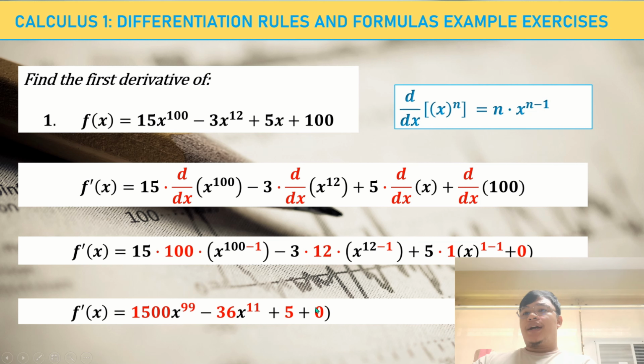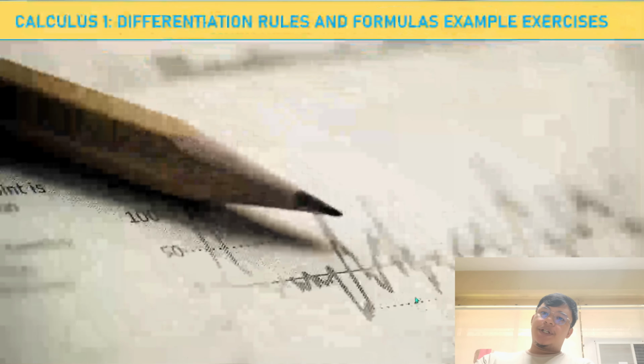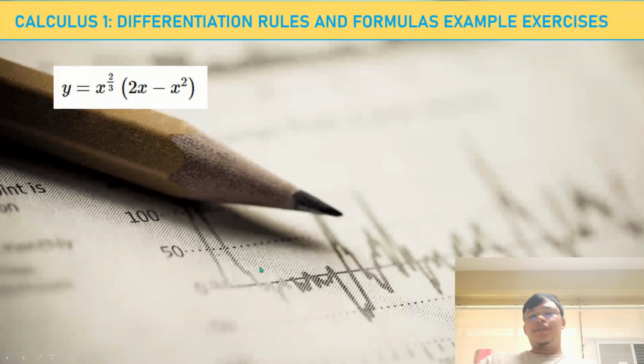Okay? Alright, so therefore, the derivative of this function is equal to this expression. Okay? Next, let's have another example. Say for example, we wanted to calculate the first derivative of the function y is equal to x raised to the power of 2/3 times the quantity 2x minus x squared.